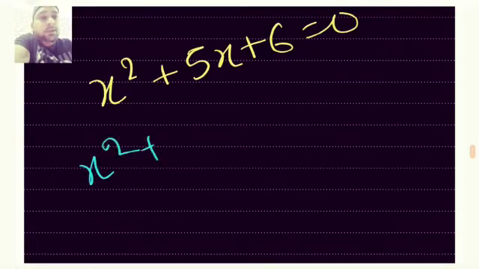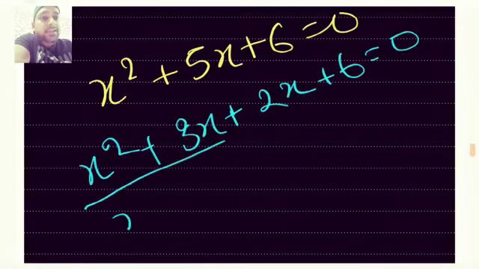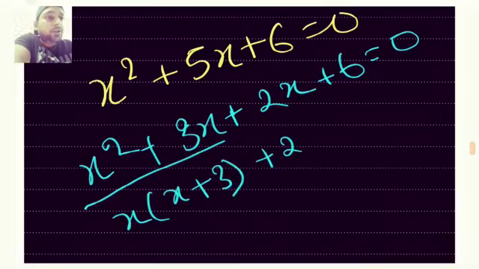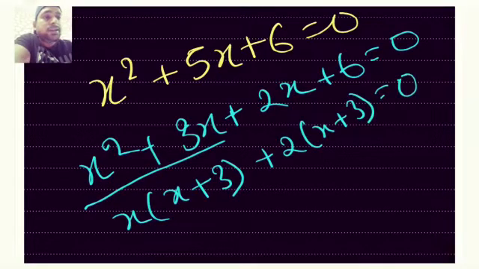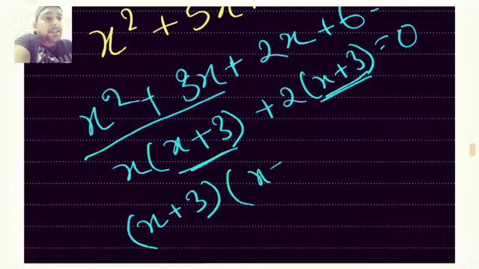x square plus 3x plus 2x plus 6 is equal to 0. Now let's take x common from here. So x plus 3, it will be like this, plus we will take 2 common, then it will be x plus 3 again is equal to 0. Is it clear? Now here you can take x plus 3 as common from both the terms. So x plus 3 is common here, and this will be x plus 2. From here you will get x, and from here you will get 2, is equal to 0.